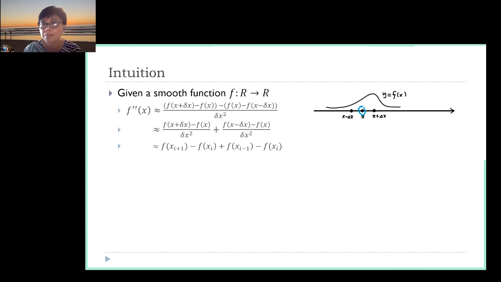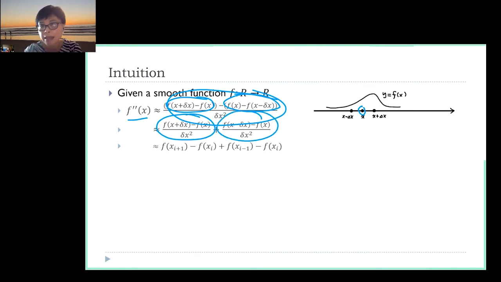Consider point x. Then the second derivative of x can be written as: first compute the first order derivative, and then compute the second order derivative. So you can rewrite this as these two terms. If I now think that this line is discretized into xi, xi plus 1, and xi minus 1, then you can rewrite this roughly as the sum of the function value difference f of xi plus 1 minus f of xi, and the difference f of xi minus 1 minus f of xi.